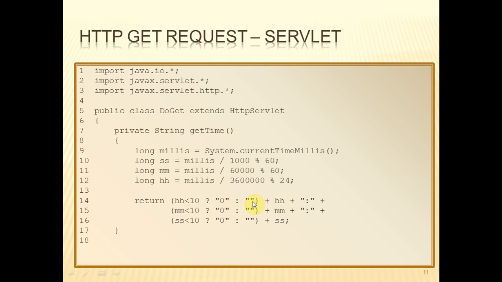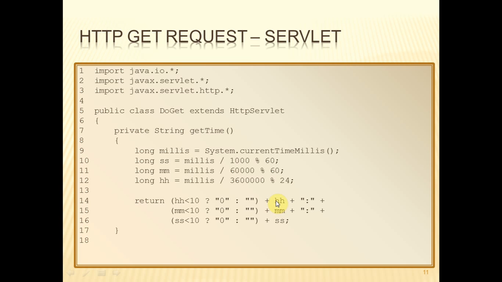Otherwise, we don't need anything. And then the value of hours. So let's say hours was 8. Then this would say, true, hours is less than 10. So we're going to put into the string a 0, 8. On the other hand, if hours is 11, this is going to be false. And so we'll output nothing followed by 11.